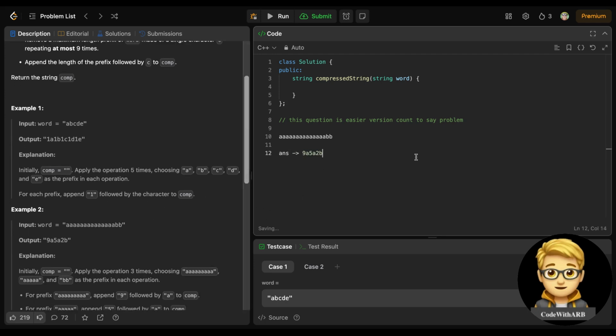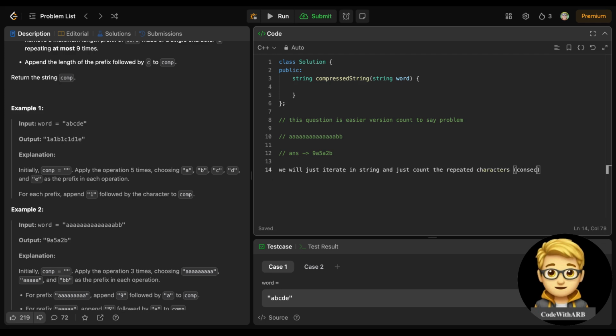So basically the question is very simple. We will just iterate over the string and count the repeated characters. What does it mean, repeated characters? It means consecutive characters should be equal, and the number of consecutive characters is the count of repeated characters.